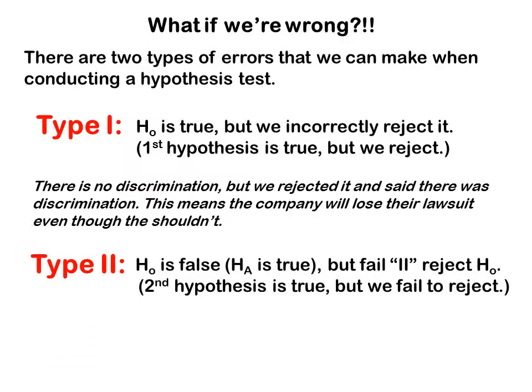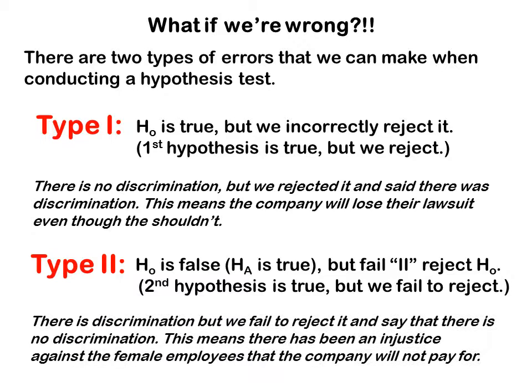Type 2 means that the null hypothesis is false, which means that the alternative is true, but we failed to reject the null hypothesis. So in type 2, the second hypothesis is true, but we failed to reject the null. So there is discrimination, but we failed to reject the null and say that there is no discrimination. This means there's been an injustice against the female employees the company will not be paying for.